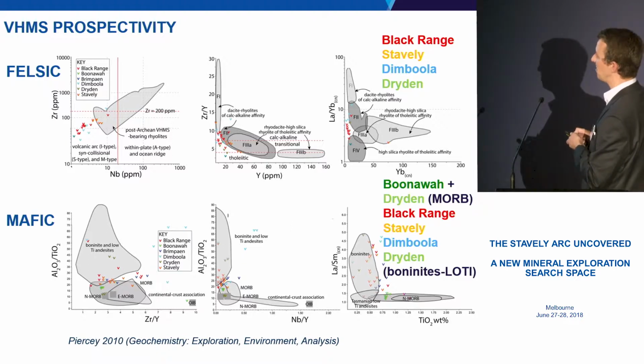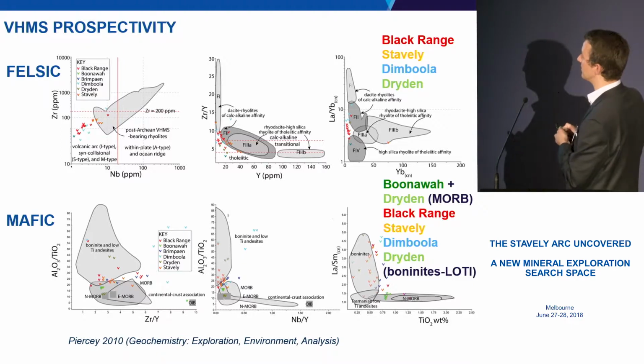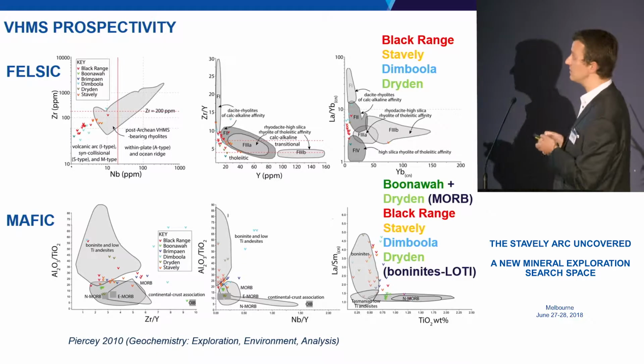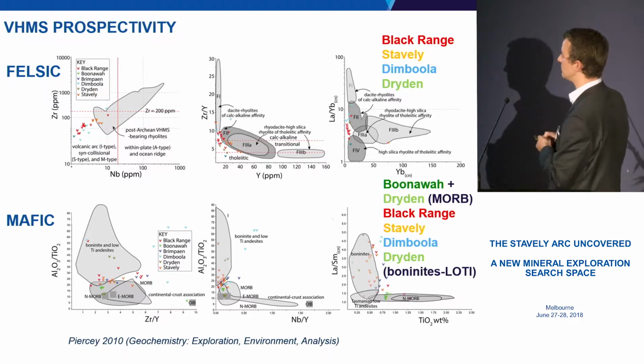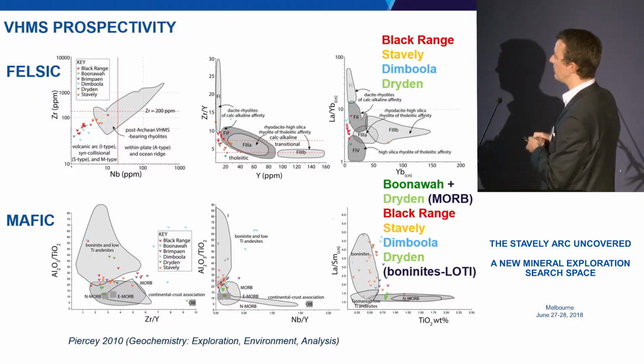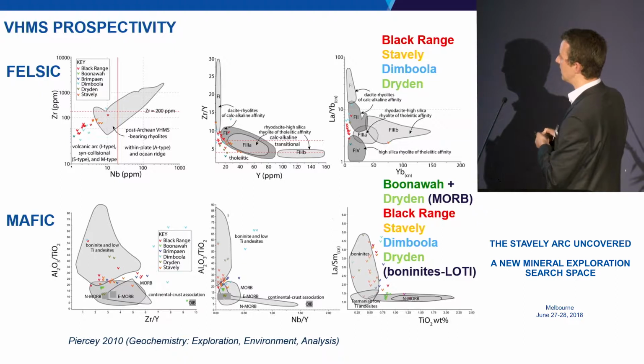Some of them seem to plot in the known mineralised belts worldwide, but some of them plot outside, and those belts are the Black Range, Stavely, Dimboola and Dryden belts. And for mafic rocks, these ratios demonstrate that maybe we've got two associations here.